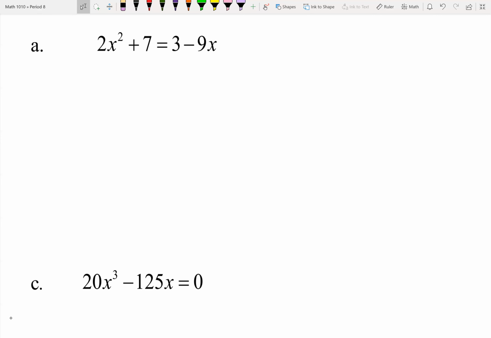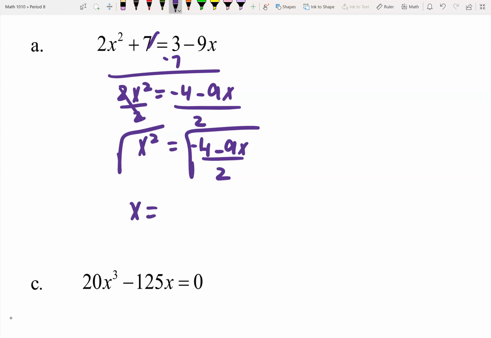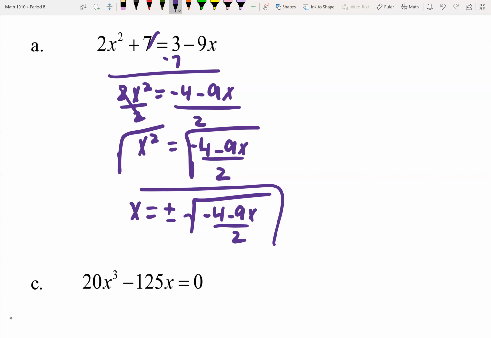Look right here. I really want you to look forward for a second. Watch me do this wrong. I'm not trying to be rude, but the person that does this is extremely confused. Watch me do it wrong. Move my 7 over. 2x to the second equals -4 minus 9x. Divide by 2. X to the second equals -4 minus 9x over 2. Square root. X equals plus or minus the square root of 4 minus 9x over 2. There's my answer.